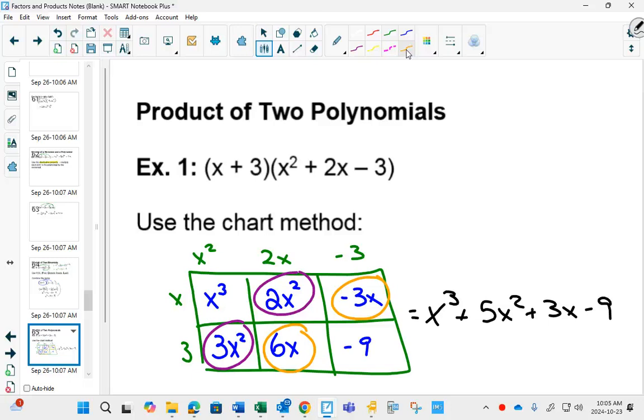You can also do this with arrows, but the arrows get really busy. The x multiplies by everything. The 3 multiplies by everything. There's 6 arrows that you could do. Those 6 arrows match up with the 6 spaces in the chart.